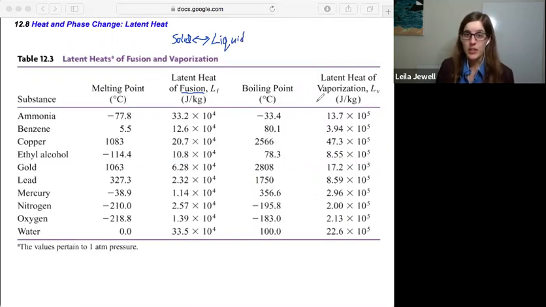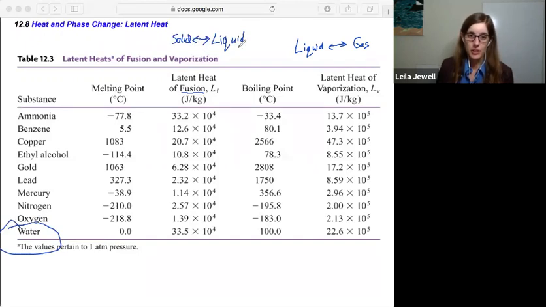Versus vaporization is the other latent heat we have. So if you think of something vaporizing, that's like a liquid turning into a gas. But it turns out we can use this for it going the other way too. So liquid to gas or gas to liquid. And that's what you want to note with these. Now we have a bunch of substances. The one we will use more often than not is water, the one at the bottom.